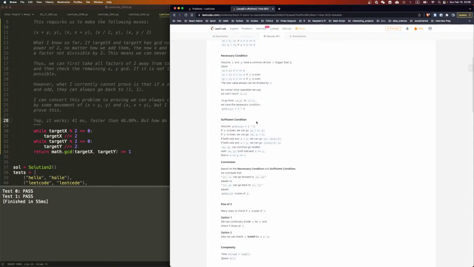If x is even, yeah, we can get to the situation where both are odd. So we get them down to both are odd. If both are odd and x is smaller than y, we can go x plus y. So x plus y becomes even. So we get a smaller pair of odd. If x is larger than y, we can continue to go smaller, smaller until both odd, and this is equal to this.